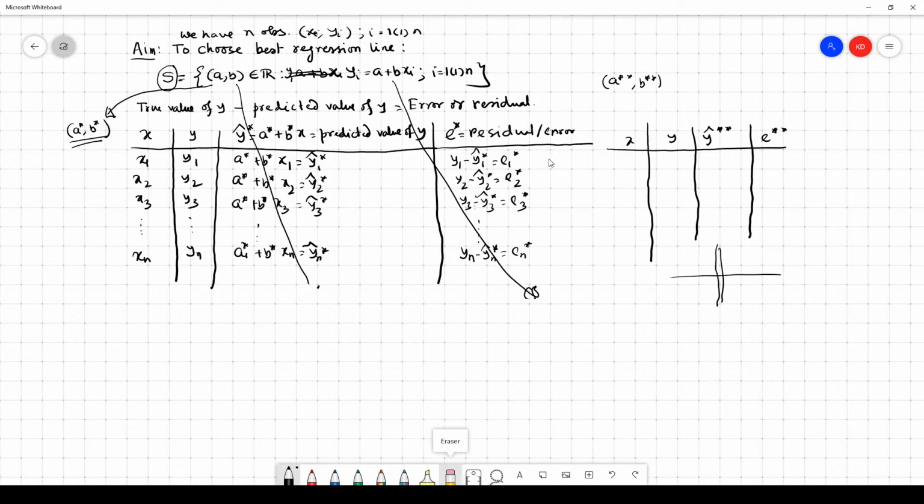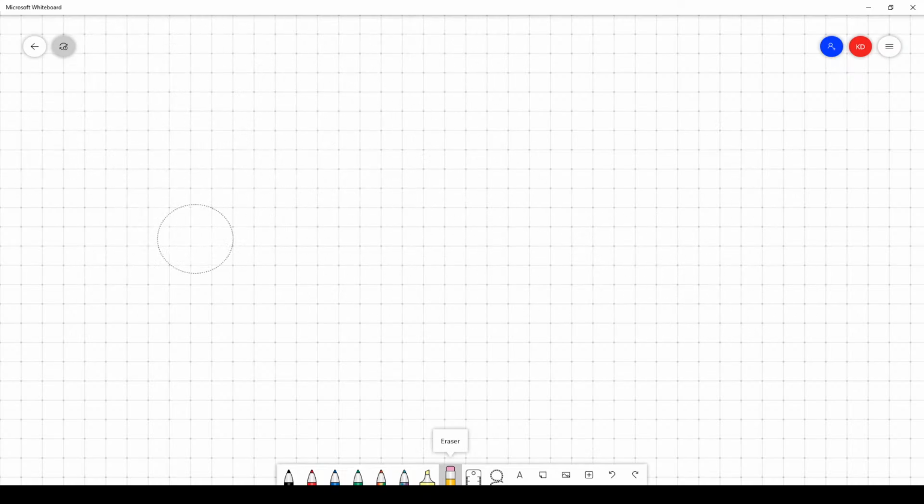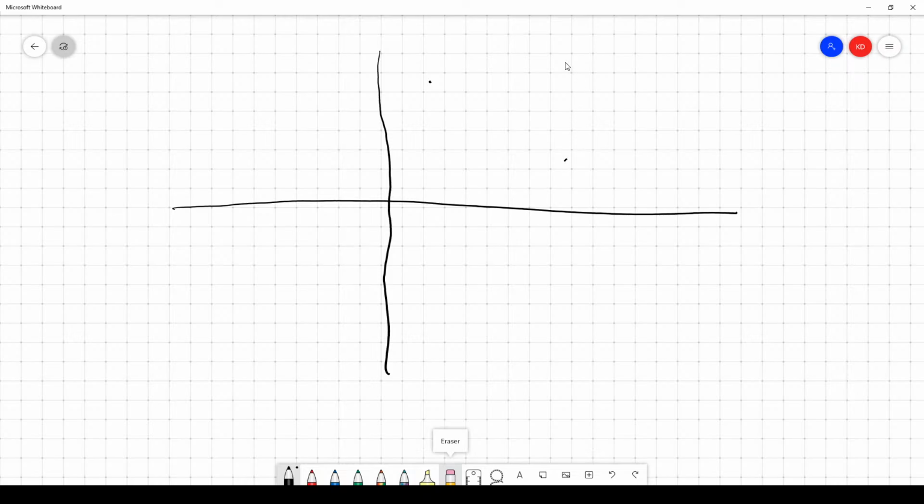So we need a criterion. Just look at this diagram, you can easily see that. That's why I use this diagram. So this is the points. If you use this straight line and this straight line, you see that this straight line is closer to this point, but this straight line is closer to this point. So it is not possible to just look at the individual error.